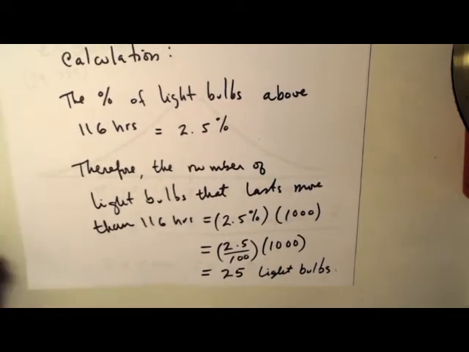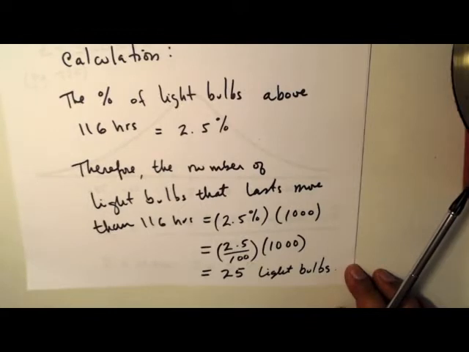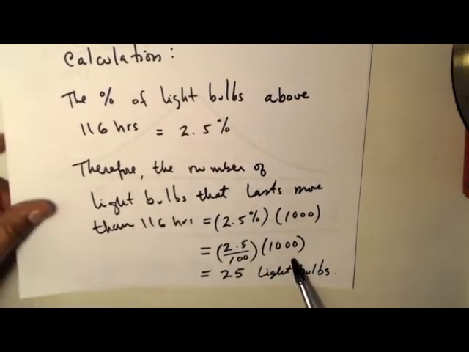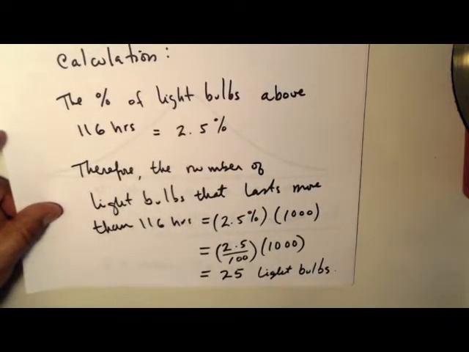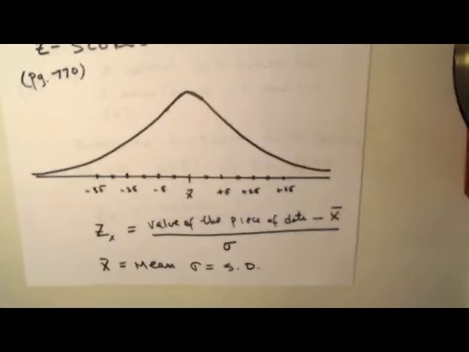Okay, so this is the way we calculate using the empirical rule. We get a percentage of the curve, and then we multiply it by the total sample, and it gives you the number of devices, in this case the light bulbs. How many will last more than 116 hours? This is the way you calculate that.